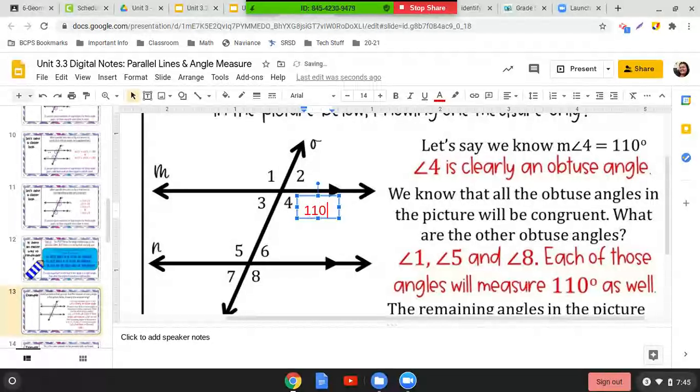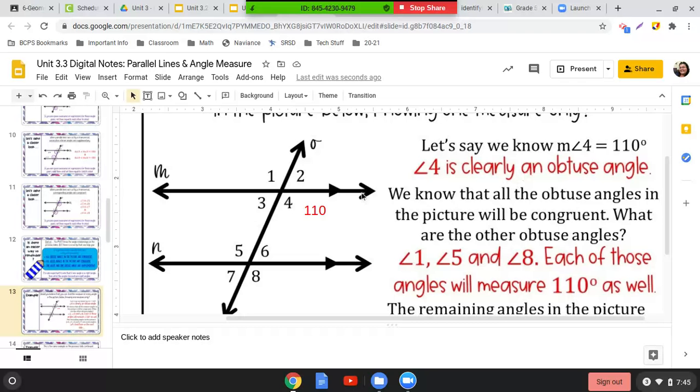$110. I don't know how to make a little degree mark, guys. Sorry. Okay. And it is clearly an obtuse angle. We can tell just by looking at it that it has a wide mouth right here. Also, we can know that it's an obtuse angle. It's not marked as a right angle. And 110 is clearly more than 90 degrees.